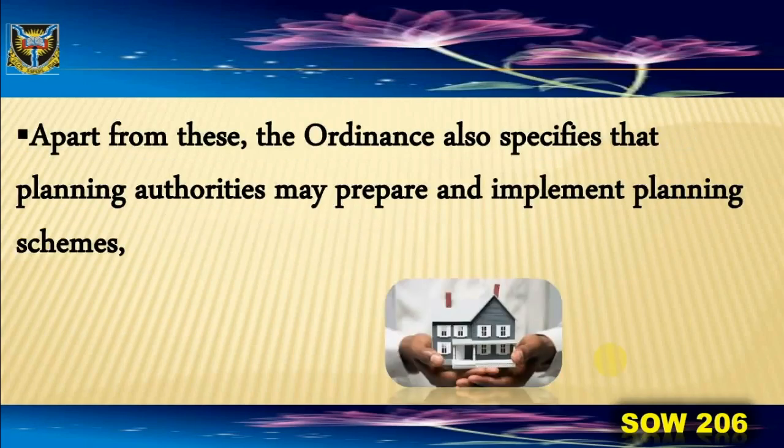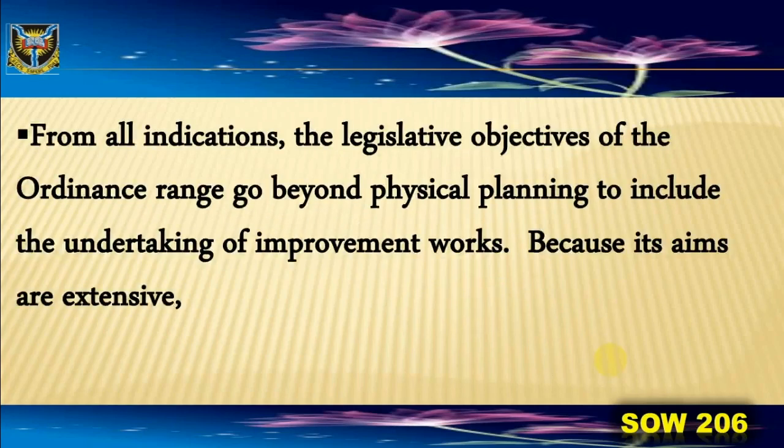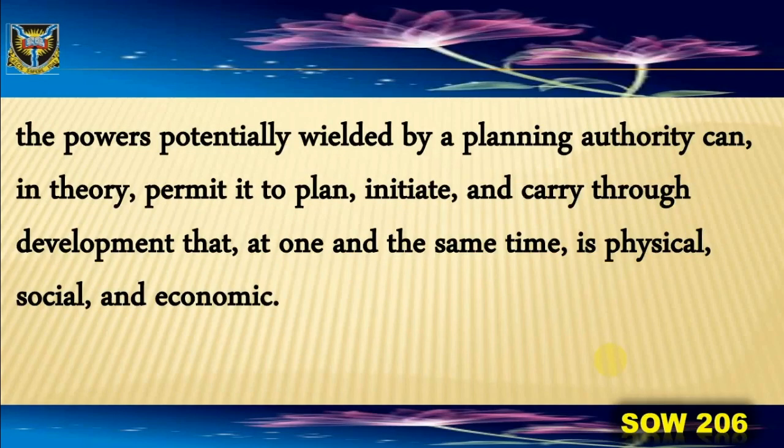Apart from these, the ordinance also specifies that planning authorities may prepare and implement planning schemes, enter into contracts for that purpose, and regulate development projects initiated by private individuals so that they conform with the schemes. From all indications, the legislative objectives of the ordinance go beyond physical planning to include the undertaking of improvement works. Because its aims are extensive, the powers potentially wielded by a planning authority can, in theory, permit it to plan, initiate, and carry through development that at one and the same time is physical, social, and economic.